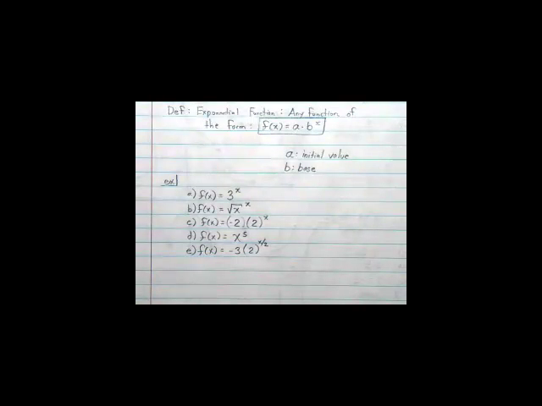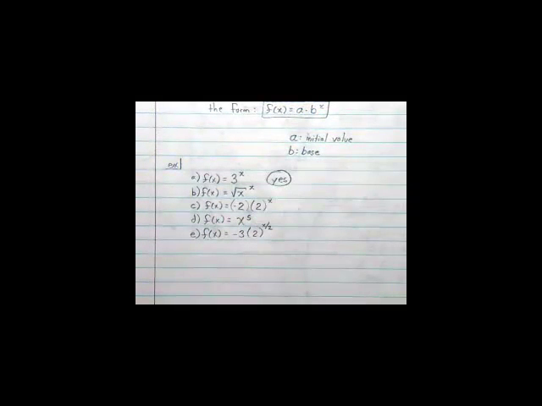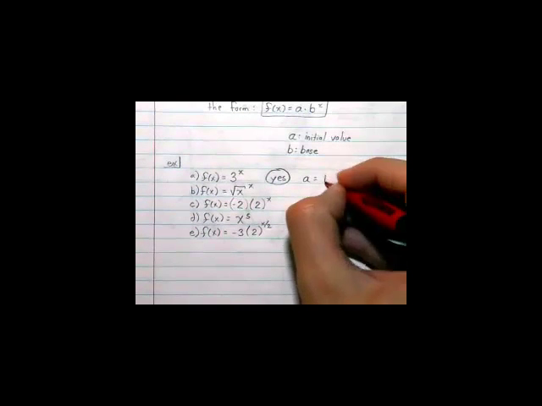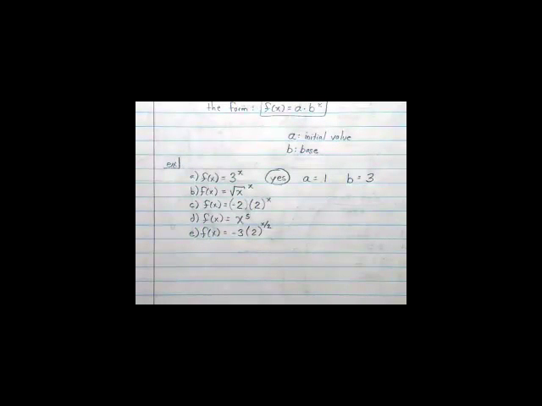So the first one, f of x equals 3 to the x. Does that fit the definition? Yes, it does. So yes on that one. So what's the initial value, what's the base? So a is equal to what, b is equal to what then? Yeah, a is 1, b is 3. If there's nothing written out, multiplied in front like that, then a is just 1. Good.